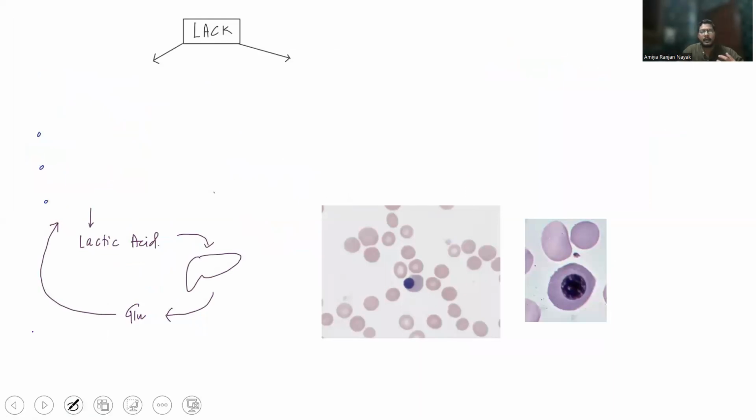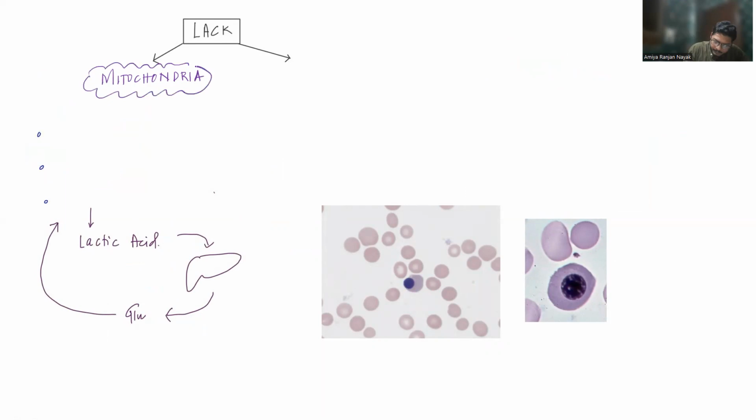Now a mature RBC lacks mitochondria. It also lacks a nucleus. So a mature RBC doesn't contain a nucleus. Because they do not have a nucleus, they cannot synthesize DNA and RNA. So nuclear materials they cannot synthesize. So DNA and RNA are not present.